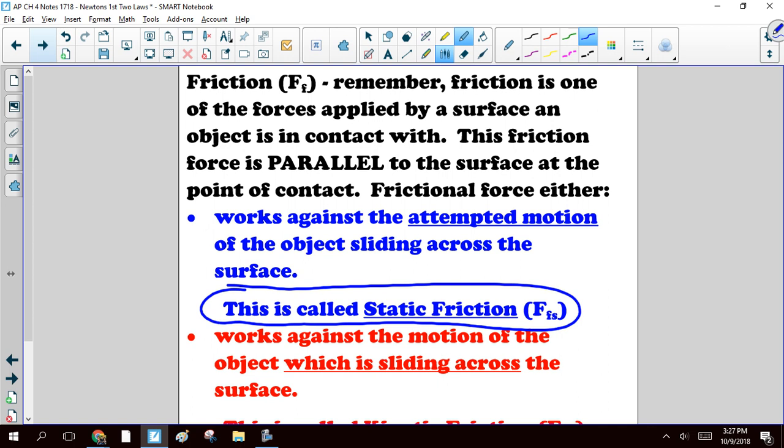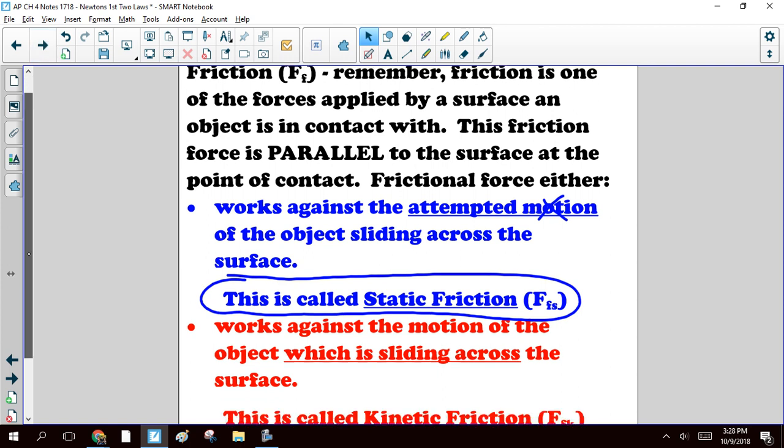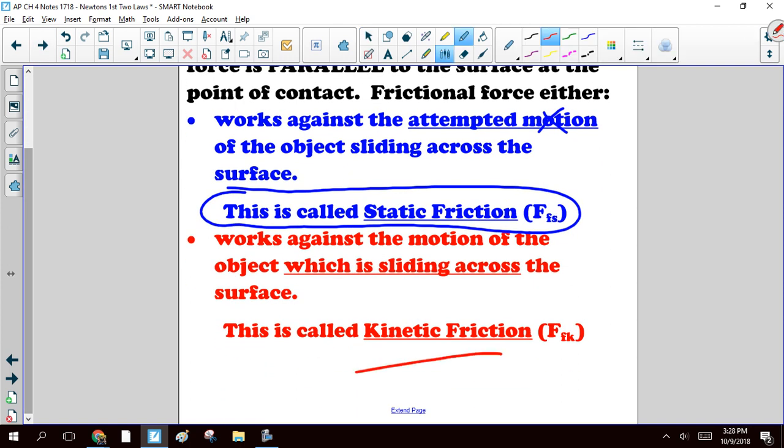I paused this video. I actually don't like this. It says it works against the attempted motion of the object sliding across the surface. It works against the attempted sliding between two surfaces is probably a better way to say that. So there you go. All right, if the object is already sliding, then we delve into a second type of friction, which is down here in red, kinetic friction.